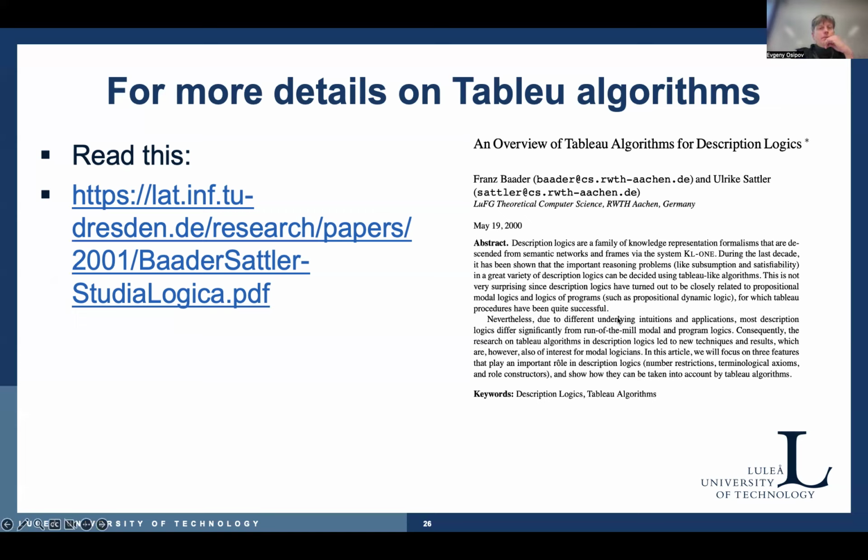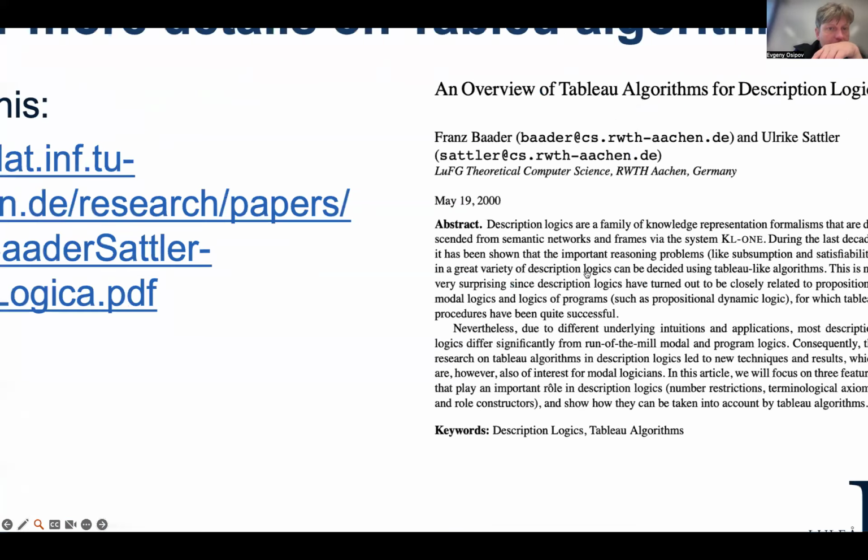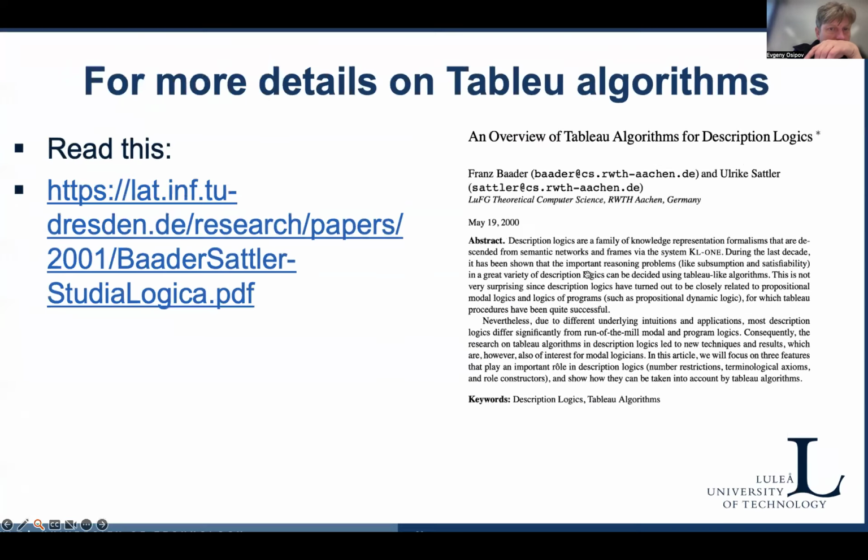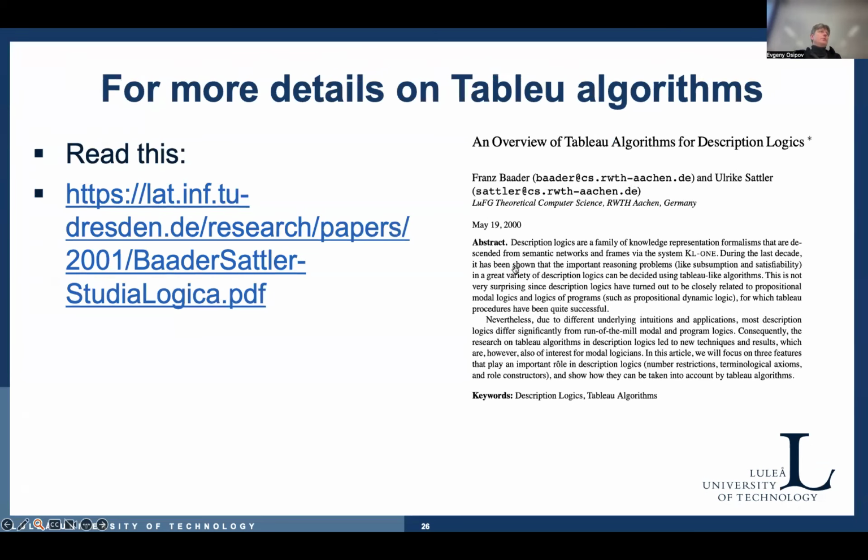This is a paper from May 2000, an overview of the Tableau algorithm. The end of the 90s and beginning of 2000 is the time of semantic web blossoming, a huge interest in the semantic web. All this RDFS stuff is created, people are excited, etc. And that's what we still have.